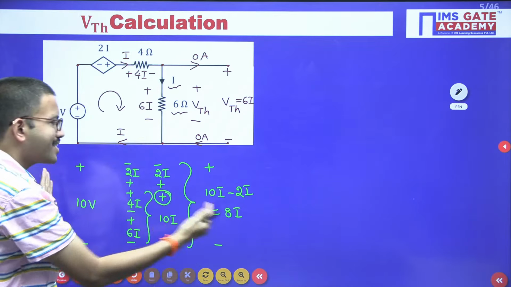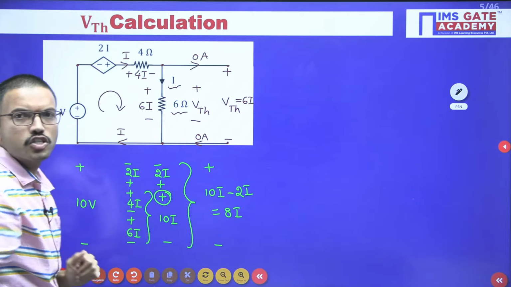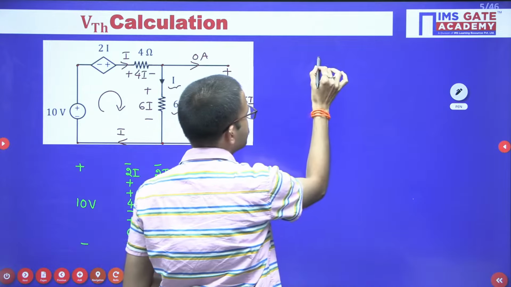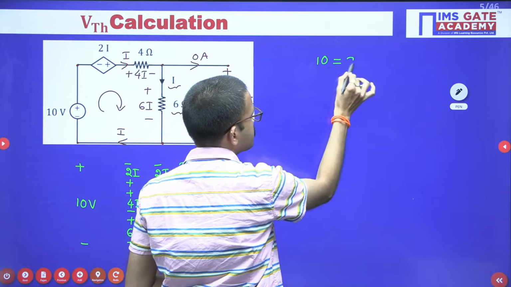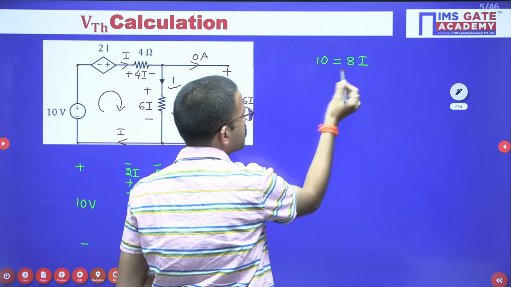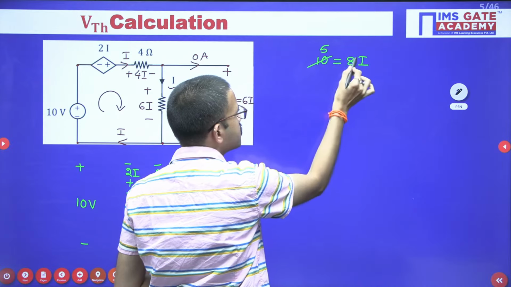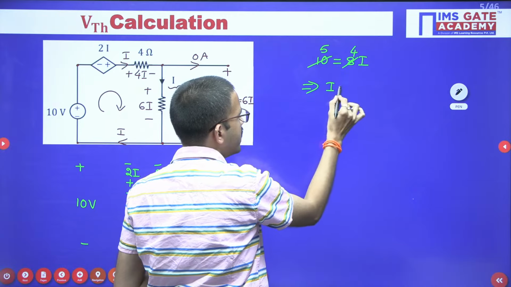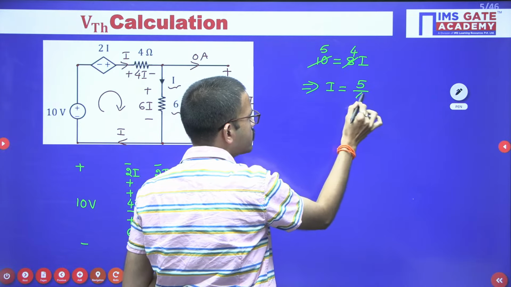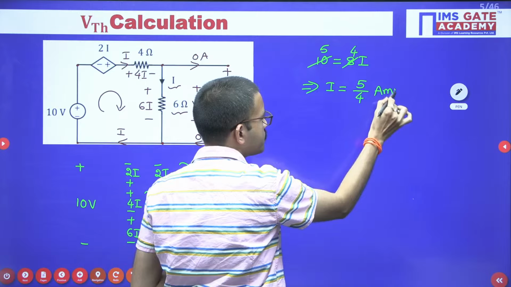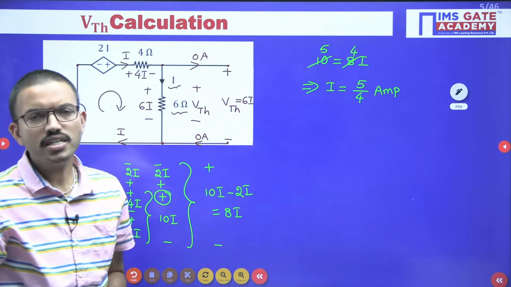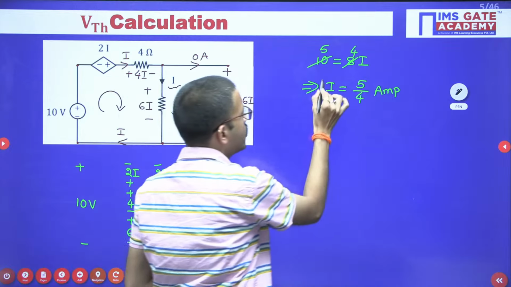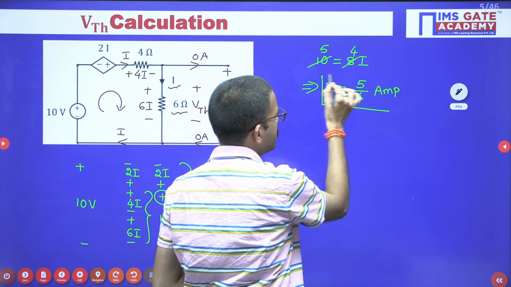So these two are exactly in parallel. So in parallel, voltage should be same. So 10 equal to 8I. Right? So here 2 5s are 10, 2 4s are 8. So from here we can write I equal to 5/4, units are ampere. Since I is the current, units are ampere. Now we got I value, 5/4 amperes.